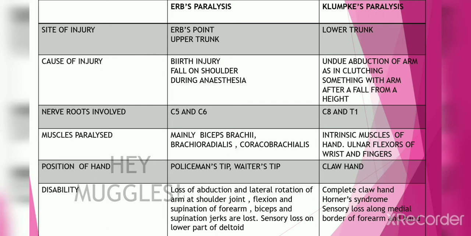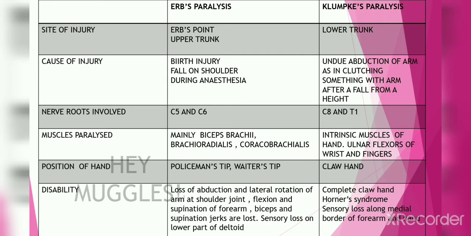Then there is loss of sensation. There is sensory loss too. There is loss of sensation along your arm because the nerve roots of C6 spinal nerve are involved, right? There is very minimal sensory loss over a small area over the lower part of the deltoid. So on the lower part of the deltoid, on a very small area, there is a sensory loss too in Erb's paralysis, right?